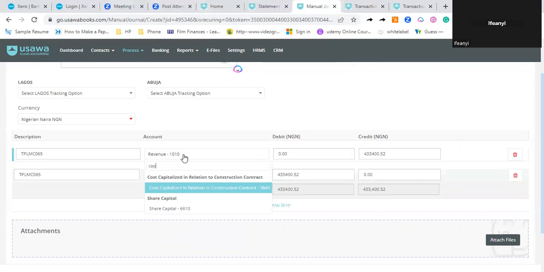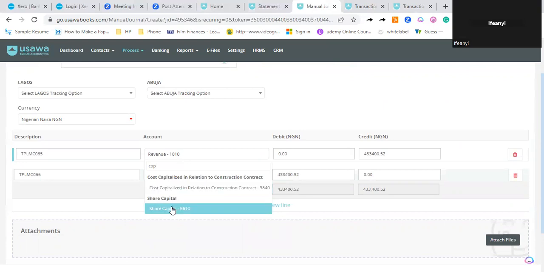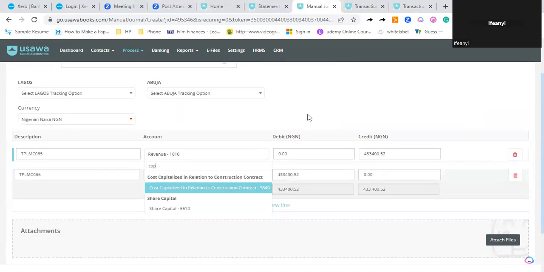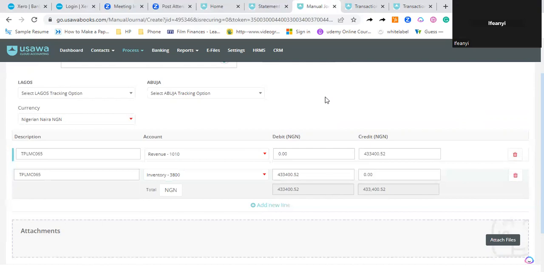So let's go under share capital. You can put under share capital, or one other option you have, sir, is that you will go and create an opening balance control account. What you're going to do there is that you will bring in all the opening balances for asset and liability.